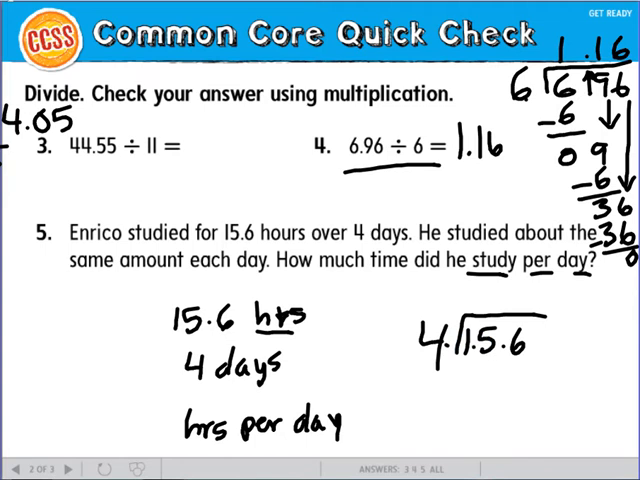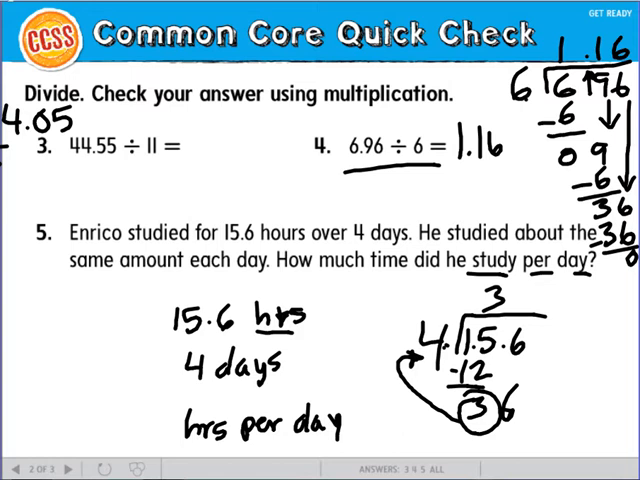Can 1 be divided by 4? No. Can 15 be divided by 4? Yes. How many times does 4 go into 15? 3. 3 times 4 is? 12. And we know that this works because when I subtract, this number is less than that number, correct? Yes. Now I bring down the 6.